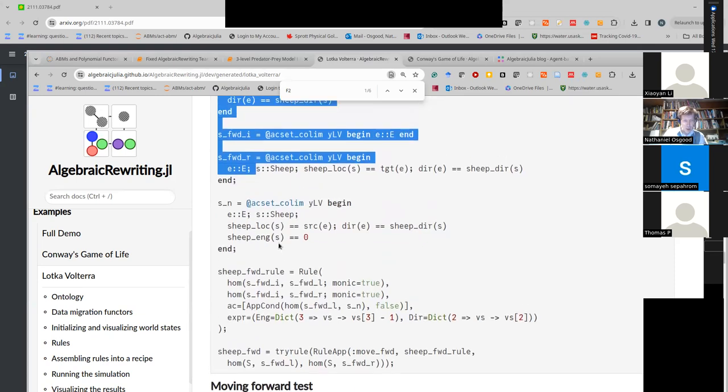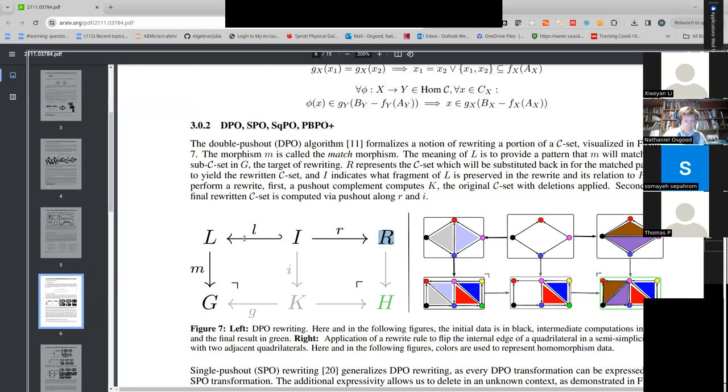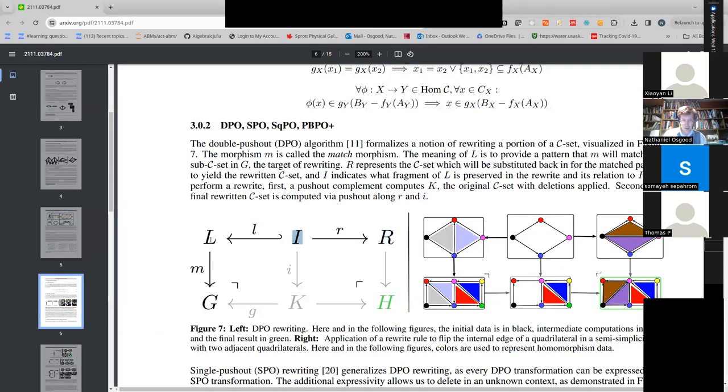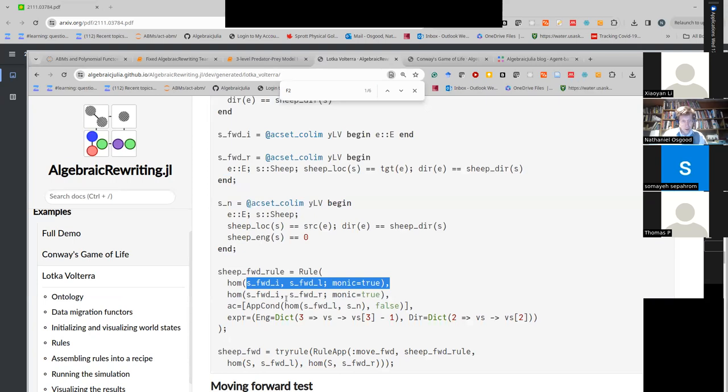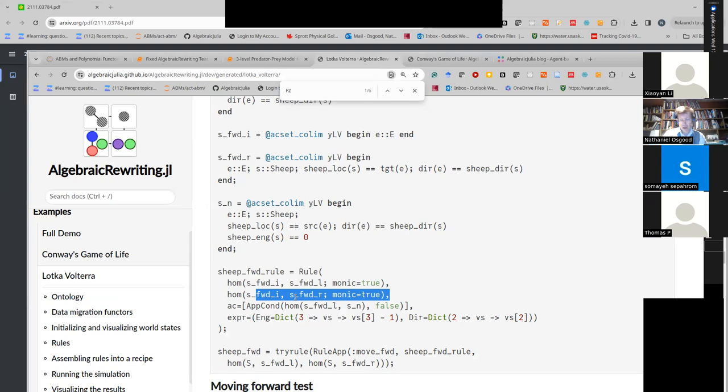And then we need to specify the rule. And the rule consists of basically these homs. This is the first hom. So it's from I to L. That's this monomorphism, because these things are invariant. They stay within this. And then from I to R, which is monic, for some reason it's not shown as monic here, but I is within R, right?